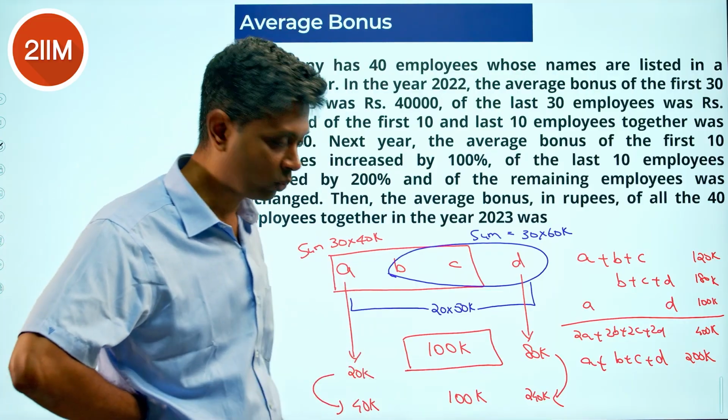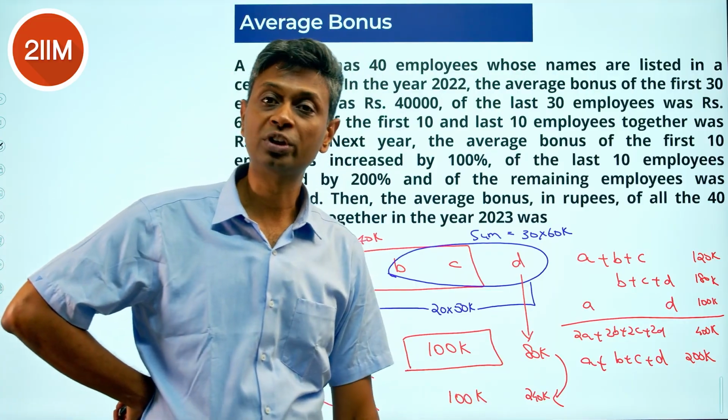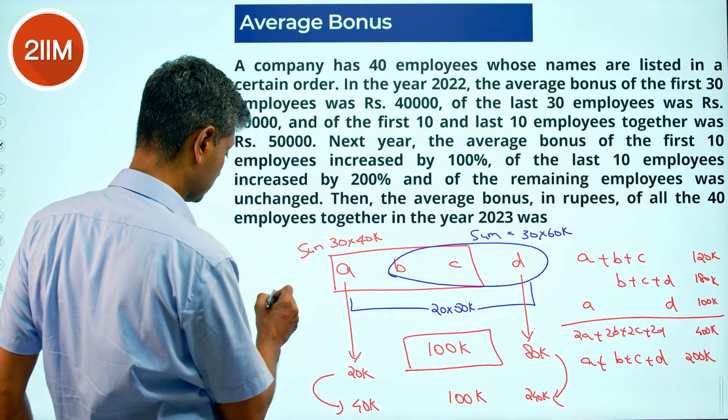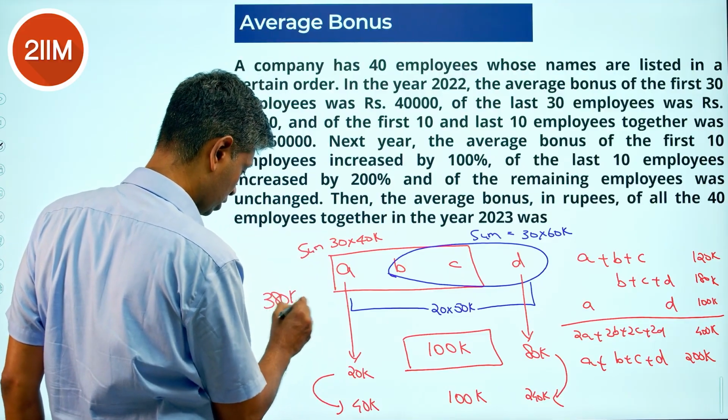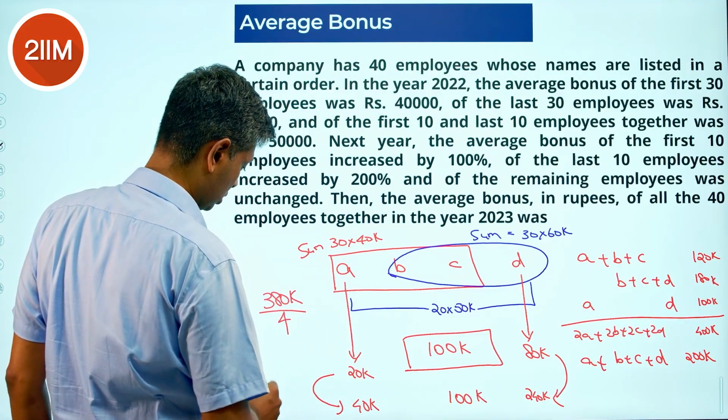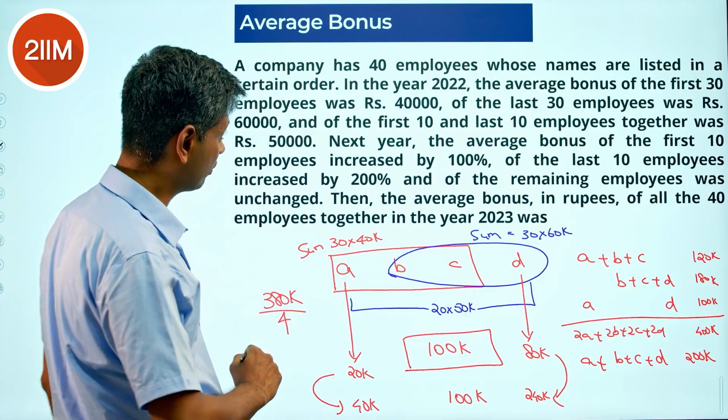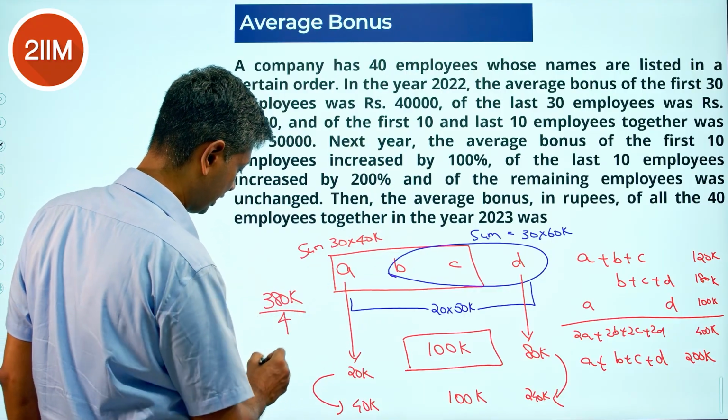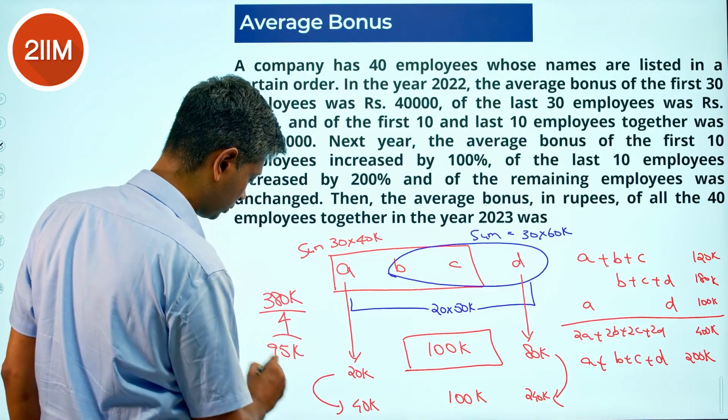40 plus 100, 140, plus 240, 380 divided by 4. 380,000 divided by 4. The 1000 stays intact, we don't have to worry about it. 380 by 4 is 190 by 2, 95,000.